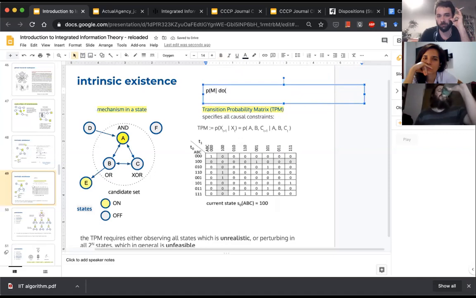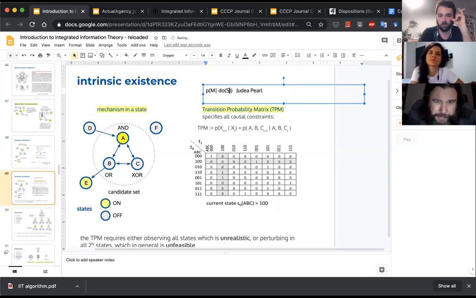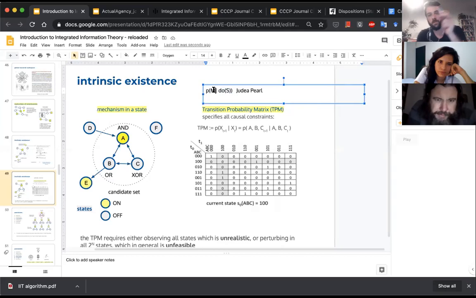So there's this thing called the do operator, by Judea Pearl, which codes for an interventionist approach to probabilities. You would force the system into a certain state S, written as do(S), and then you observe M. But what you actually observe is just a single transition, right? So you have to do that multiple times: you do S1 and observe M1, and then you do that many times, and then you would extract an empirical distribution on effects.